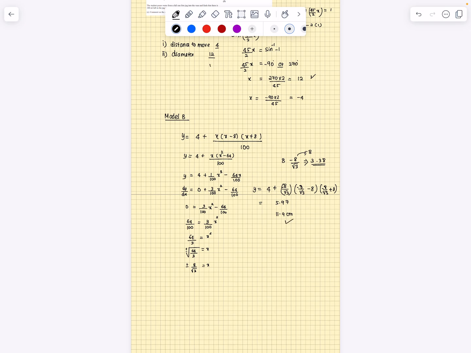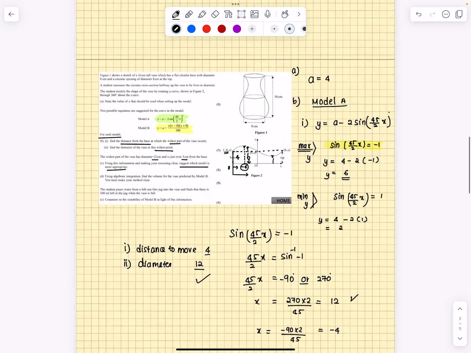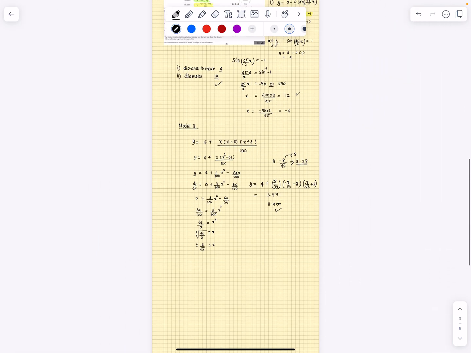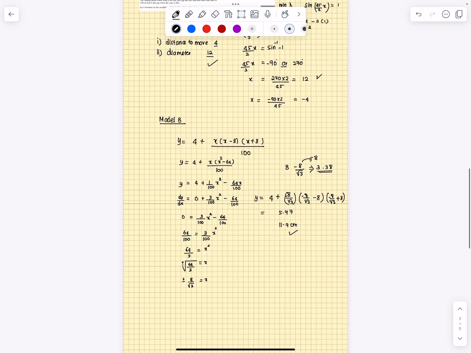They're asking which model is more appropriate. Both of them are close to 12, that's fine. But one of them is saying that it's just over 3. Just over 3 means this one is exact, 3.38. So model B distance from the base is closer to 3 than model A. So therefore, model B is more appropriate.